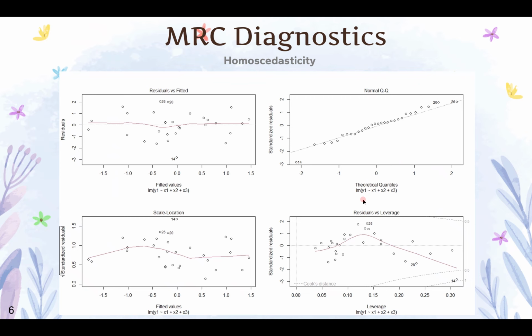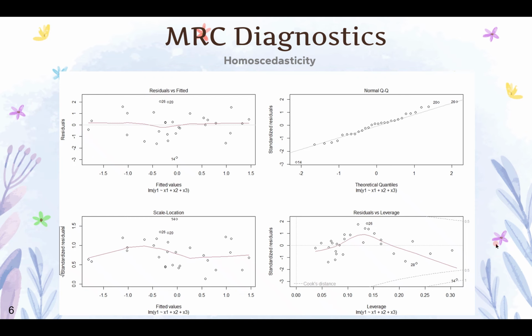Next, we can look at MRC diagnostics to assess homoscedasticity, and we can see that all of these look relatively normal, and that there is normality in the QQ plot. However, we can see that 14 is consistently an outlier in this data. So 14 is likely a data point as opposed to a case outlier, as Cortina pointed out.